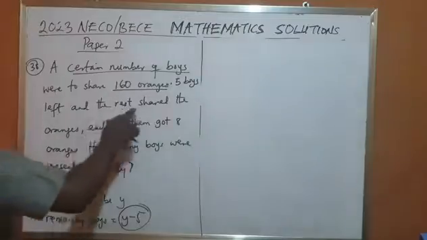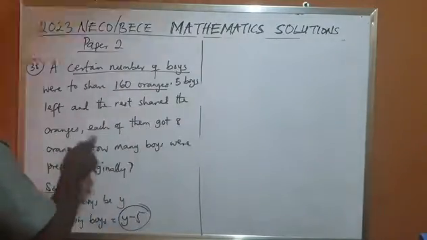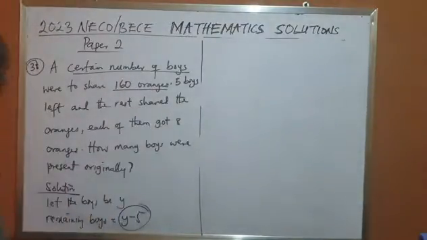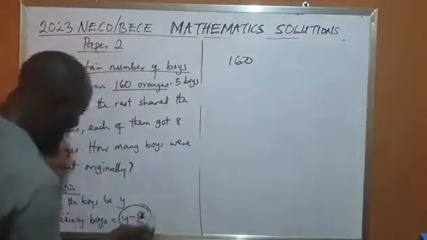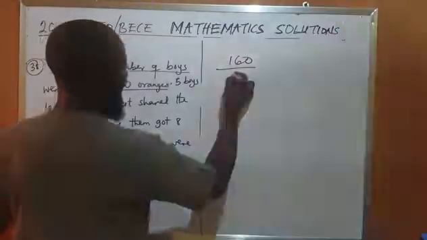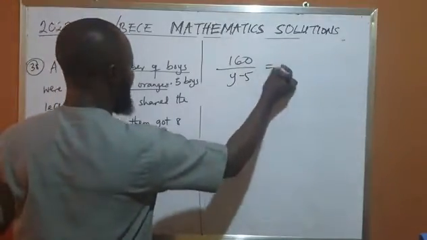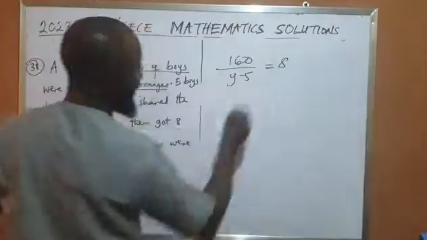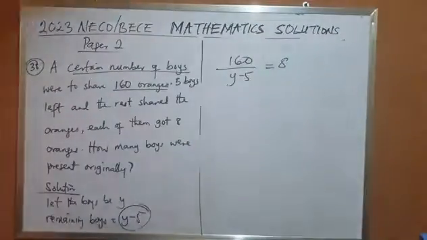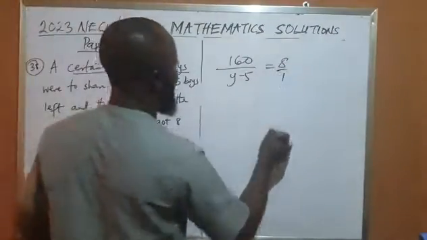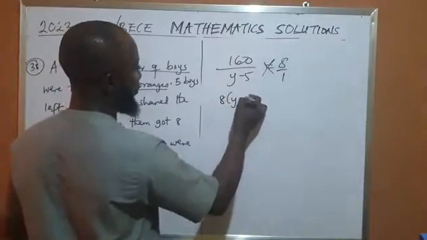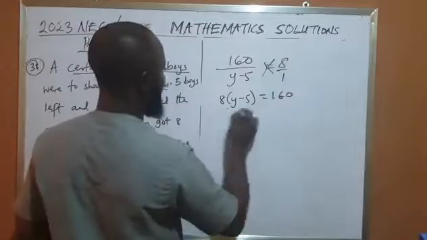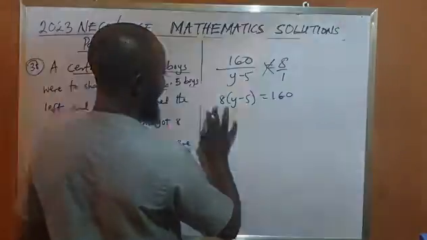So the rest share the oranges. Each of them got 8. That is, this 160 oranges divided by the rest of them, which is y minus 5. Each of them will get 8. So this is the interpretation of it. From here now, we can solve for y. So let's cross multiply. So that means 8 into y minus 5 equals 160. We can divide both sides by 8, right?